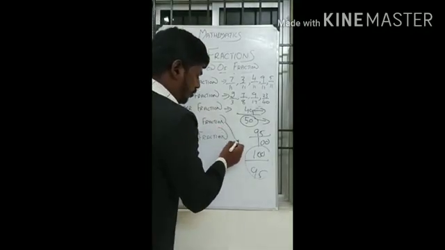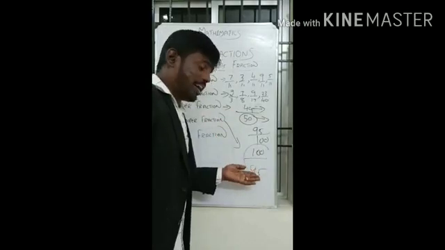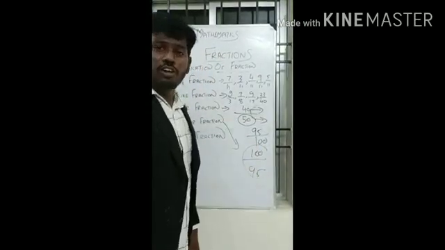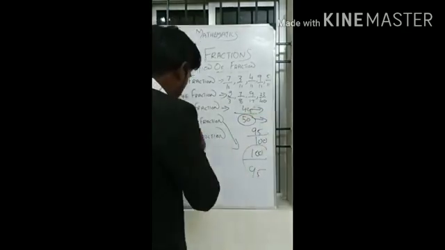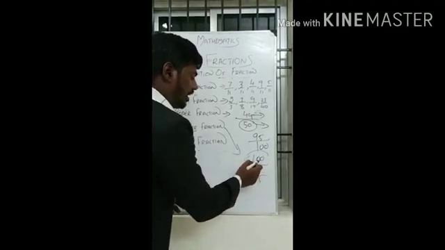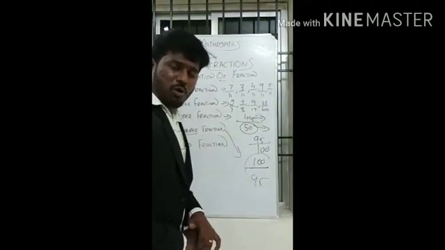Then comes the improper fraction. It is the opposite of a proper fraction. That means the denominator is smaller and the numerator is bigger. Then it is called an improper fraction. That means, for example, 100 by 95. This type of fraction is called an improper fraction.